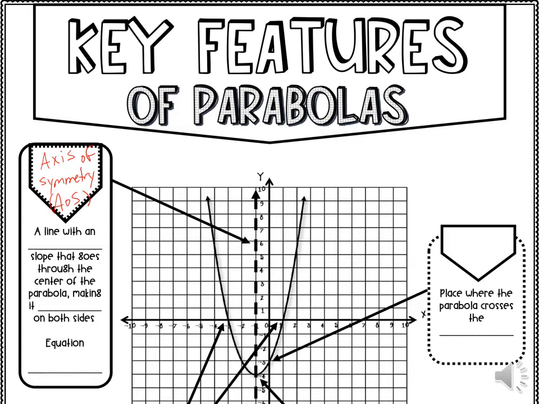So that dashed line up the middle is basically the line that cuts your parabola in half. So it's a line with an undefined slope. If you remember from grade 9, a perfectly vertical line has an undefined slope. It goes through the center of the parabola, which makes it symmetrical on both sides. That's why we have repeating values in our table of values when we graph parabolas, because they're symmetrical, they're equal on both sides. If you folded that parabola along that dashed line, they would be mirror images of each other.